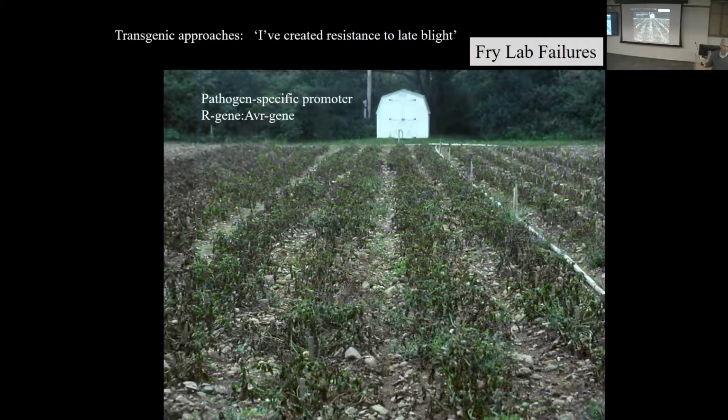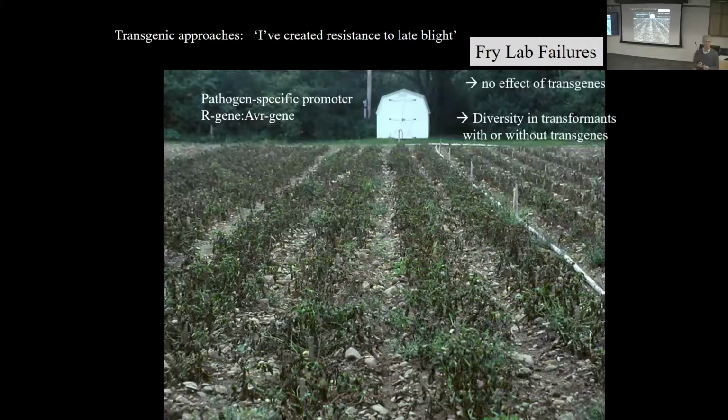Everything died. There was a little diversity, I have to say, but there was absolutely no effect of the transgenes. So we did see some diversity. When you put potatoes through a callus, you release a lot of somaclonal variation, and we did see that. We saw nothing that we could attribute to the transgenes, which I thought again was really interesting.